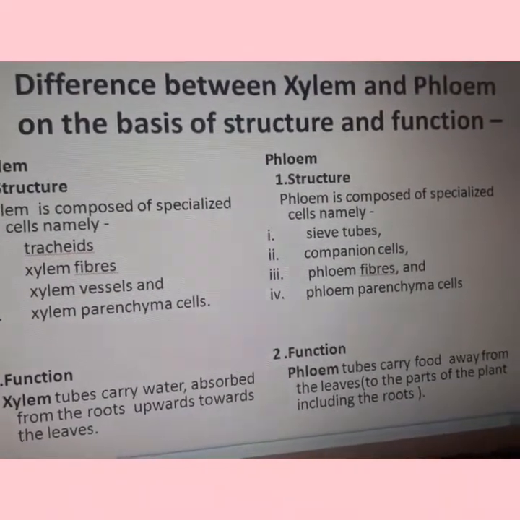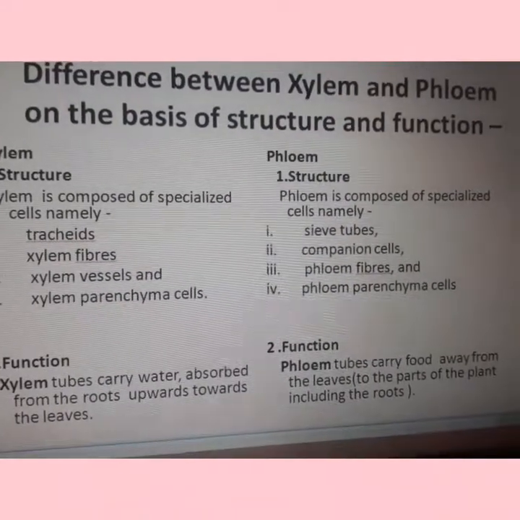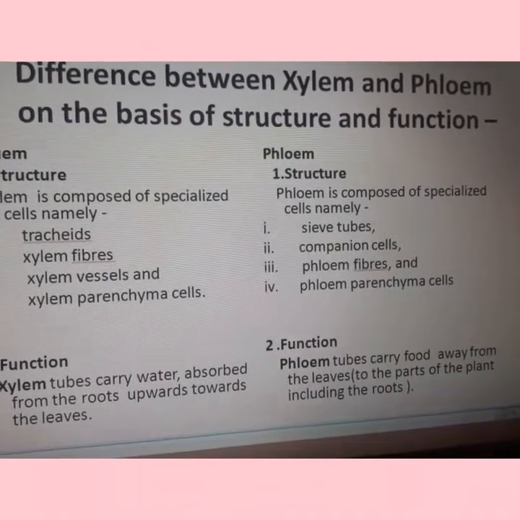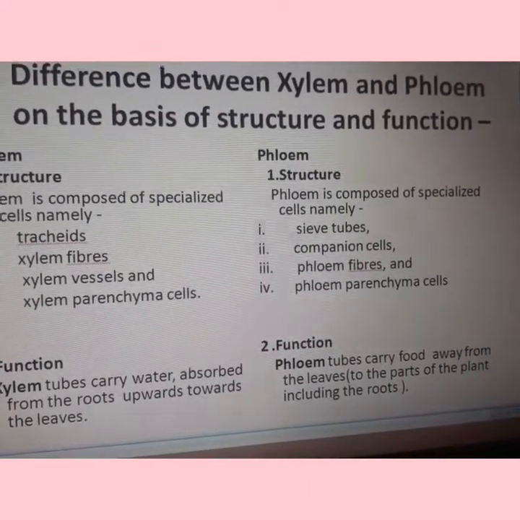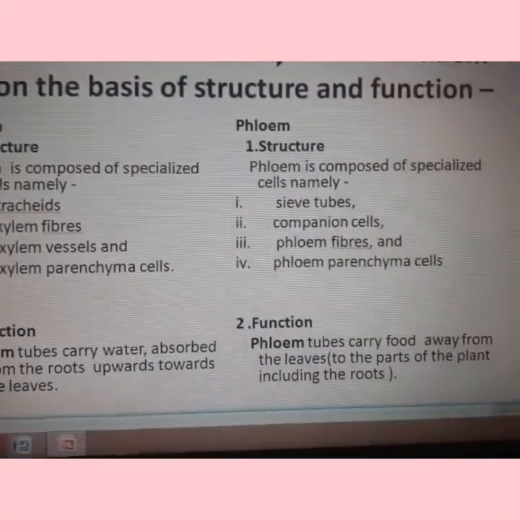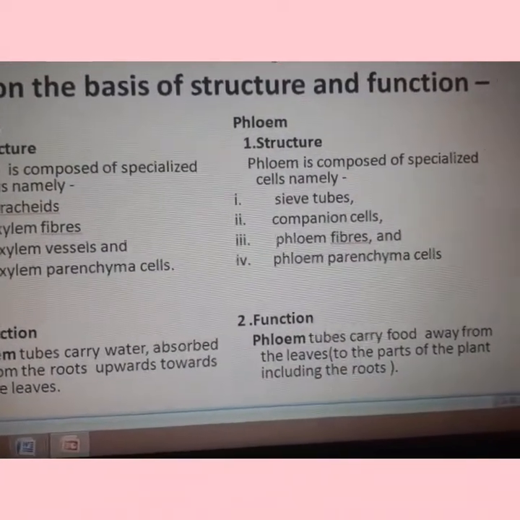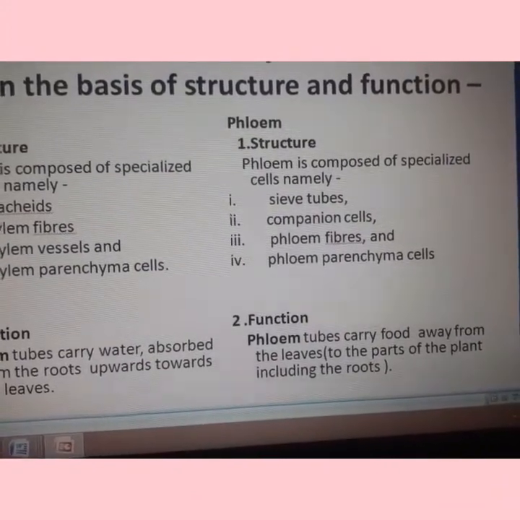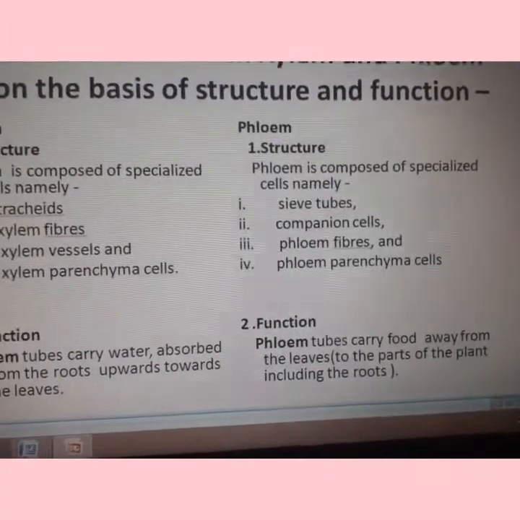On the basis of the function, the xylem and the phloem can also be differentiated, as the xylem tubes carry water absorbed by the roots upwards towards the leaves, whereas the phloem tubes carry food away from the leaves to all the parts of the plant, including the roots.